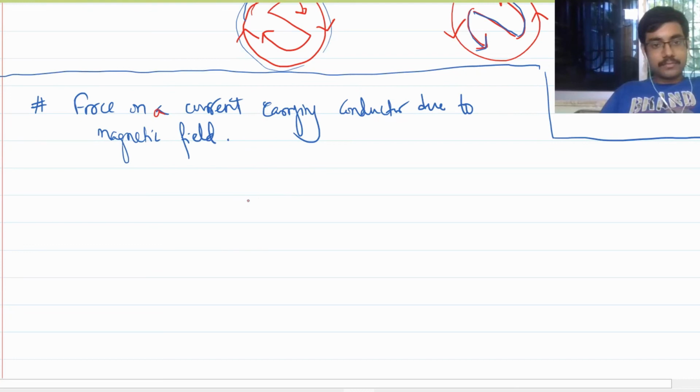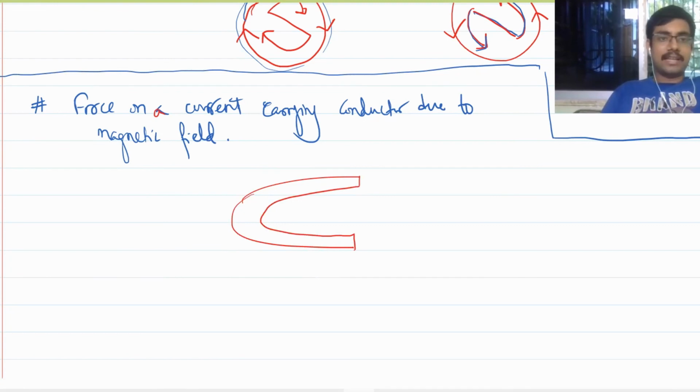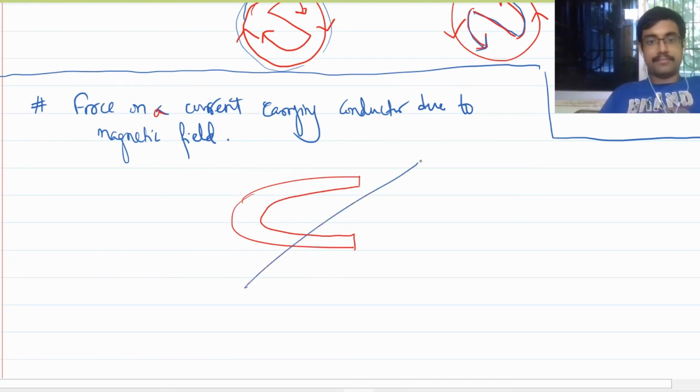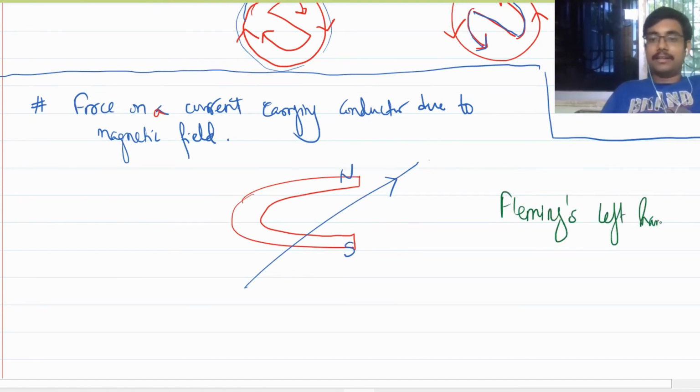So, suppose you have a horseshoe magnet like this. It can be any other apparatus. And you have a current carrying conductor like this. Suppose this is from north to south. If this is the situation, then you have to formulate an idea of how the force will act or in which direction the current carrying conductor will experience the force. This is given by a very interesting rule called Fleming's left hand rule.